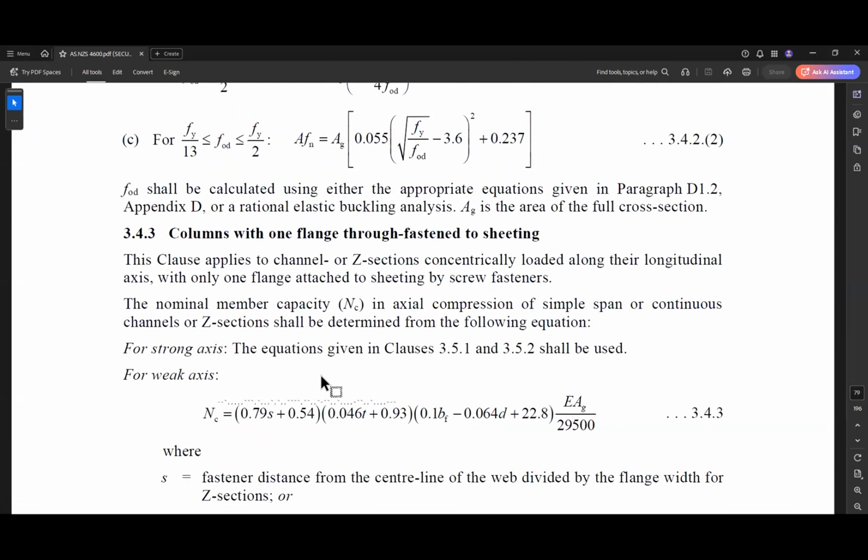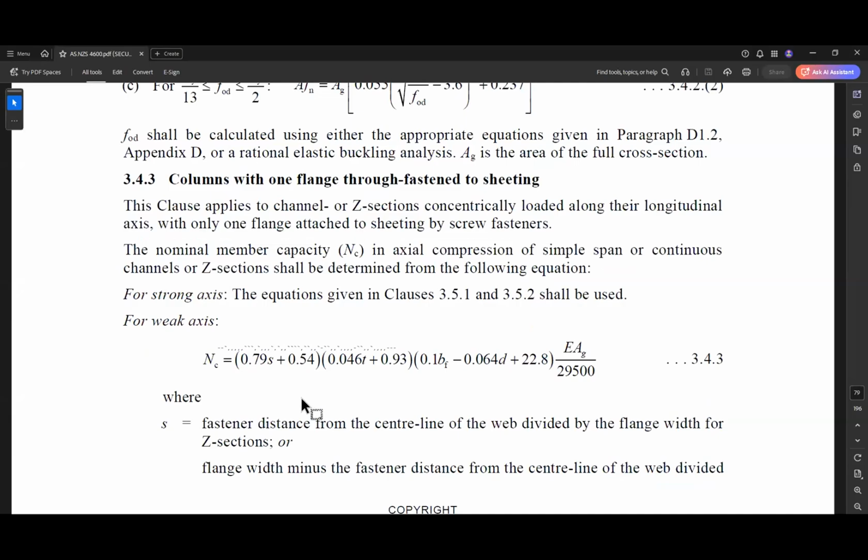This case is not in our course scope or in our project, but if you have to design something similar to this, you need to use clause 3.4.3 for weak axis member capacity.